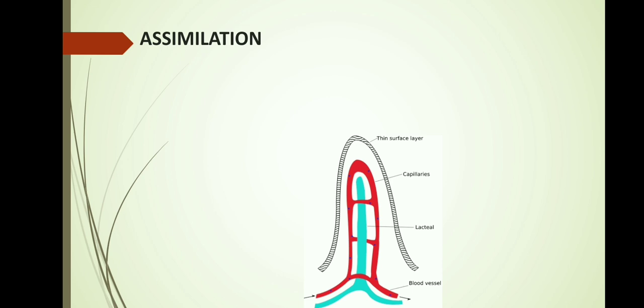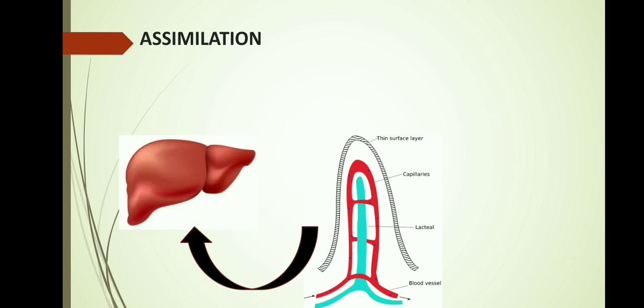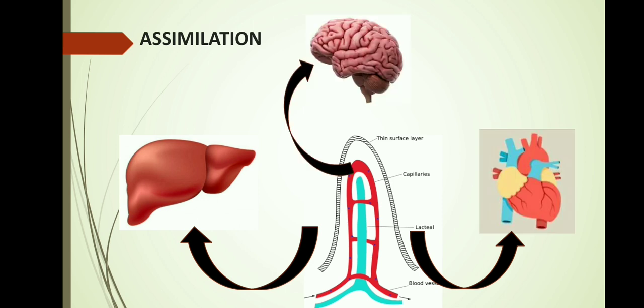Villi consists of capillaries and lacteal. Capillaries are nothing but blood vessels through which the glucose and amino acids will get absorbed. And lacteals are nothing but lymphatic vessels through which the digested fats will get absorbed. Now, once absorption and digestion is completed in the small intestine, the nutrients cannot stay there itself. Instead, these absorbed nutrients must go to each and every cell which is there in our body.